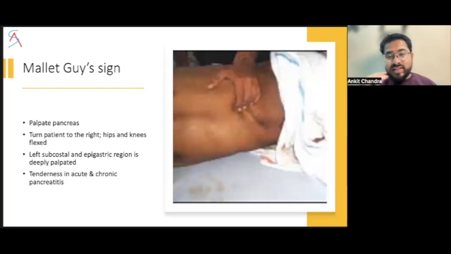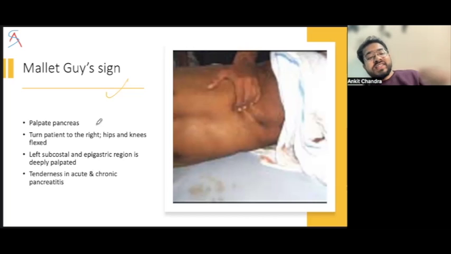To examine the pancreas, as we are covering the pancreas here, this is what I'll tell you. There's something called Mallet-Guy sign. Palpating the pancreas is difficult. The pancreas is not palpable normally, unless there is a growth or a cyst. What we do is we tell the patient to turn toward the right and flex his hip and knees, and then you palpate the left subcostal epigastric region. Do a deep palpation. If there's tenderness, then it's a sign of acute or chronic pancreatitis. This is what we call the Mallet-Guy sign.